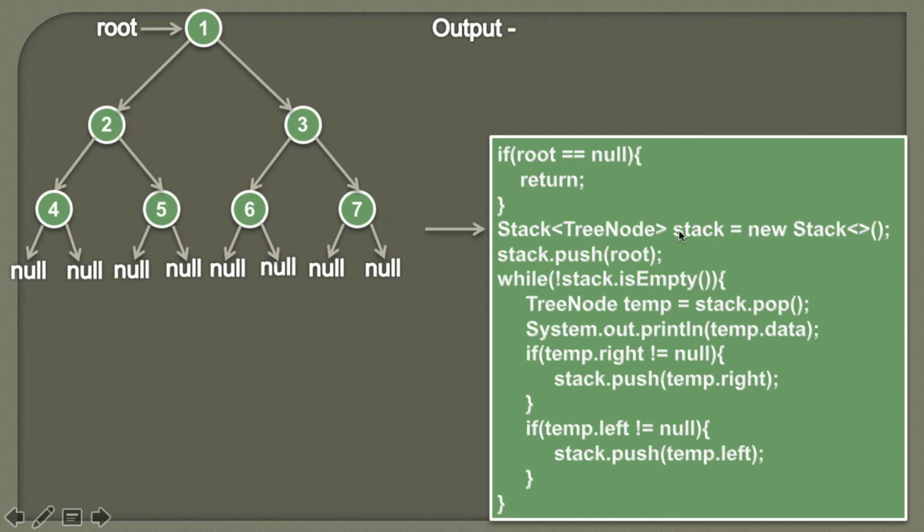And then we'll create a stack which could hold the tree nodes for us. So here you can see we have created one stack. Now this stack will hold the tree nodes for us. In the first step we'll simply push the root node.